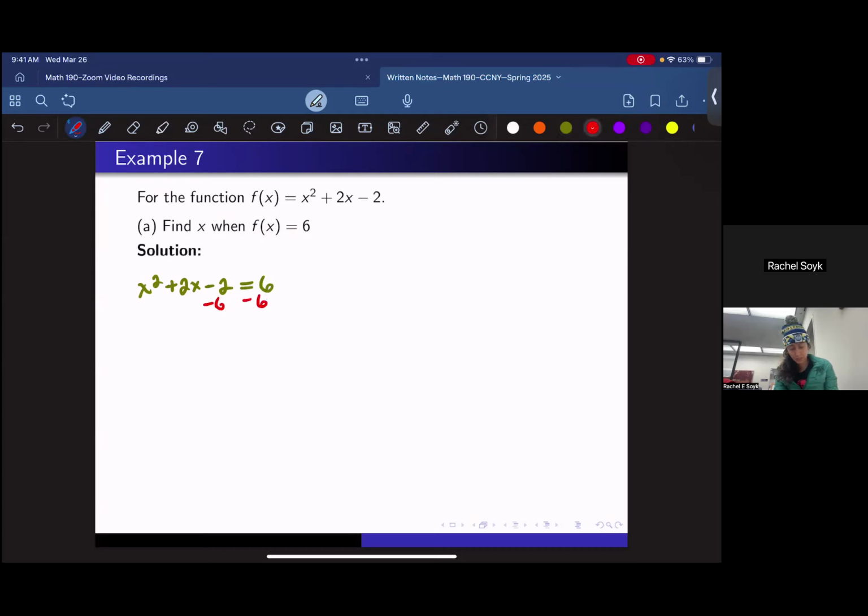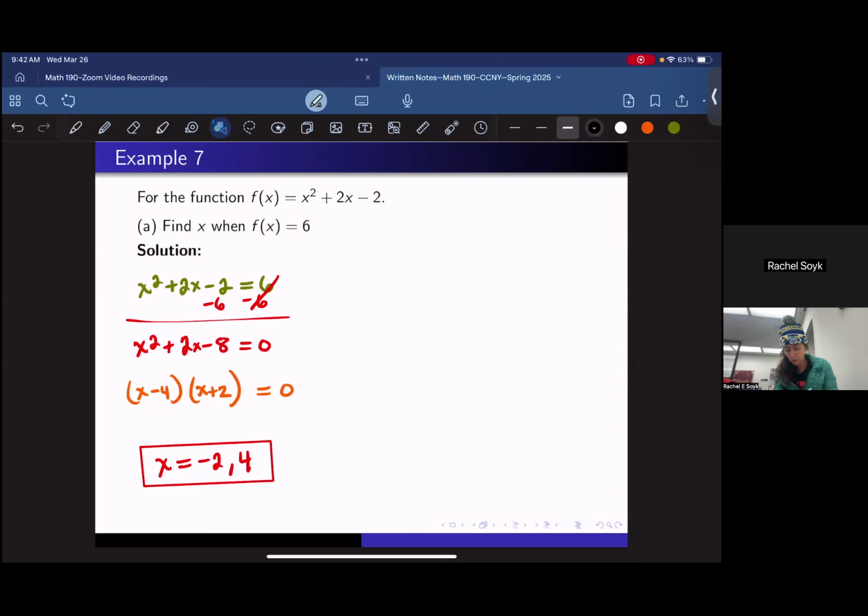So again, bring everything to the left-hand side. Now we're looking at x squared plus 2x minus 8 is equal to 0. You're now ready to factor that left-hand side into two binomials. What are factor pairs of -8 that add to +2? We have -4 and +2, so we have x minus 4 and x plus 2. And now when we utilize our zero product property, our two potential solutions are -2 and +4.